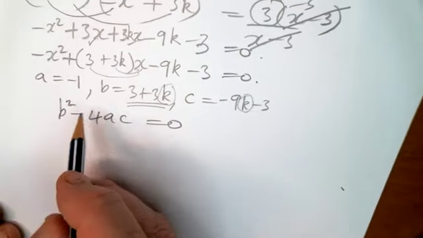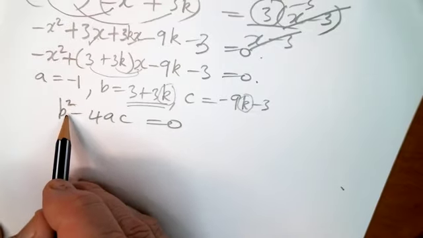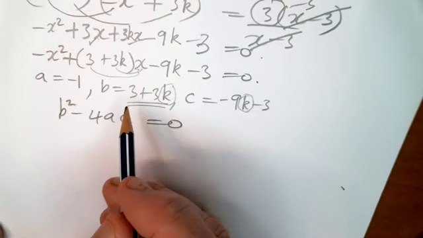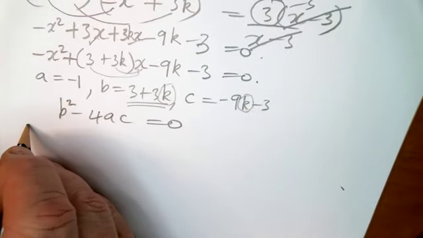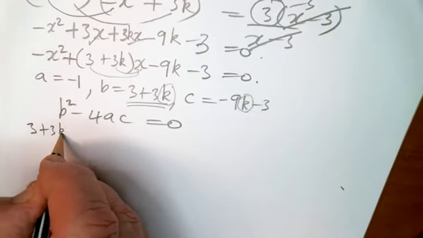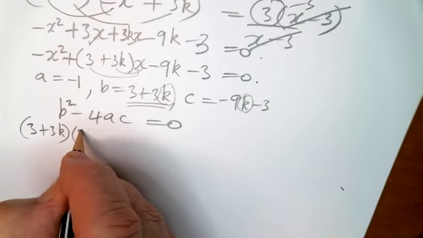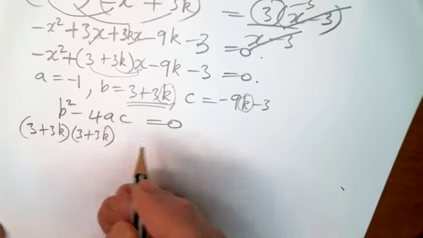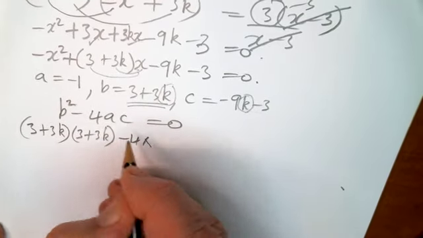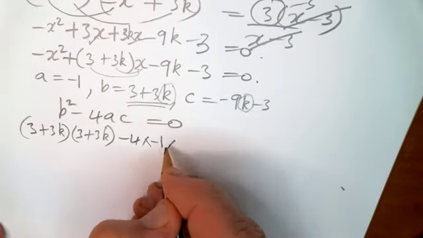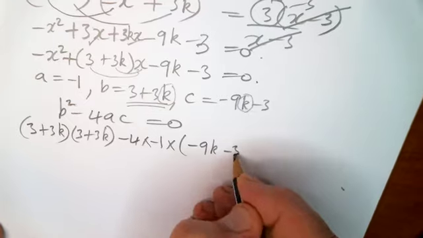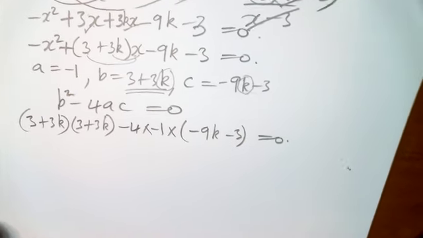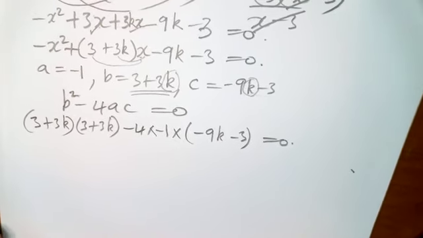So let's substitute these in. Let's populate the equation in this case, with these equal to 0. Let's look at b. Well, b is going to equal 3 plus 3k, squared. So it's 3 plus 3k, there it is, minus 4 times a, well, a is -1, times c, well, c is -9k minus 3. And I put that in brackets because it's probably just a bit more handy to do it that way. Let's expand this out.